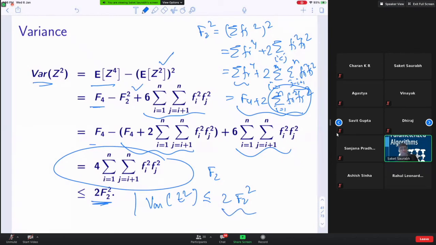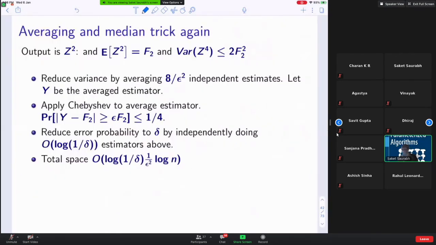What is variance? It is just twice the expectation square, right? Yes, sir. Then it's good for us because standard deviation is just expectation. Constant time expectation. So we can achieve a constant factor approximation in just log n space, right? So we can reduce variance by averaging some 8 over epsilon square independent estimates, and then you can show that this is epsilon times f2 by at most 1 by 4.